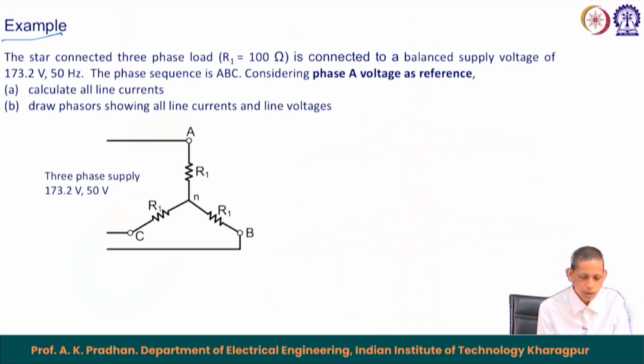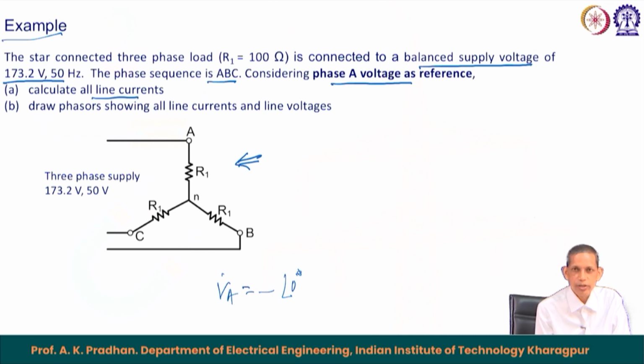So, the first example is on a star connected system. Here the star connected 3 phase load has R 1 of 100 ohm. So, it is a resistive load, purely resistance only, no reactance part, connected to a balanced voltage supply of 173.2 volt, 50 Hz system. The phase sequence is ABC, so by that we understand first A, then B, then C. Considering phase A voltage as reference, it means that V A will be the reference with 0 degree.